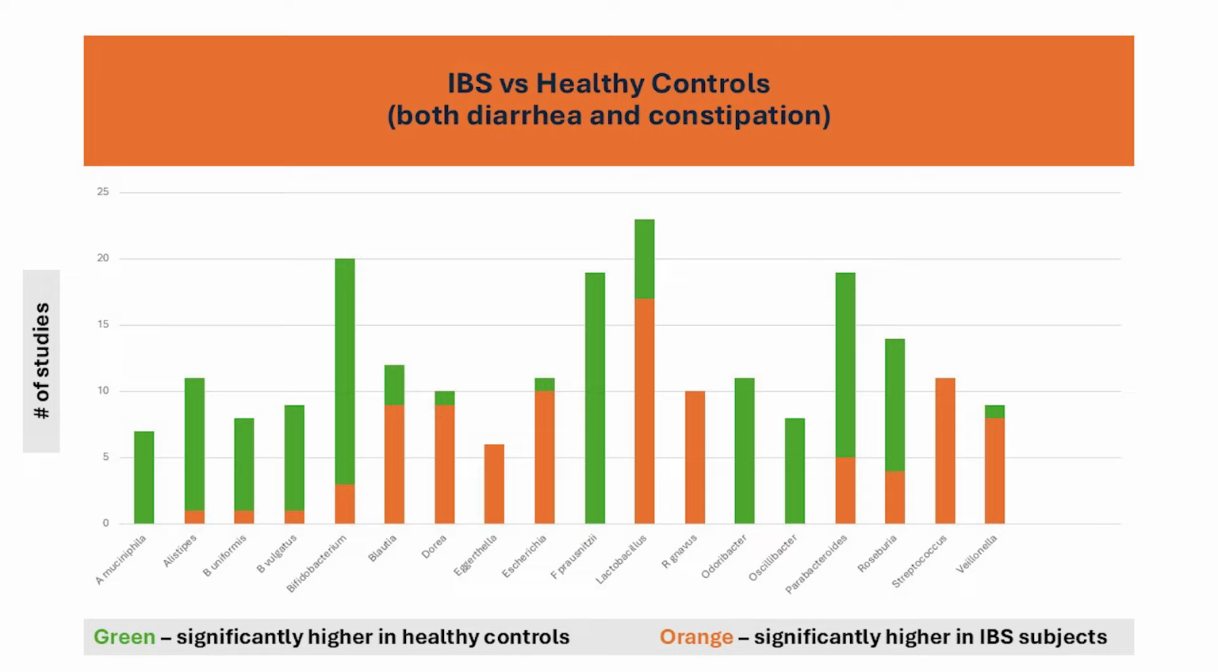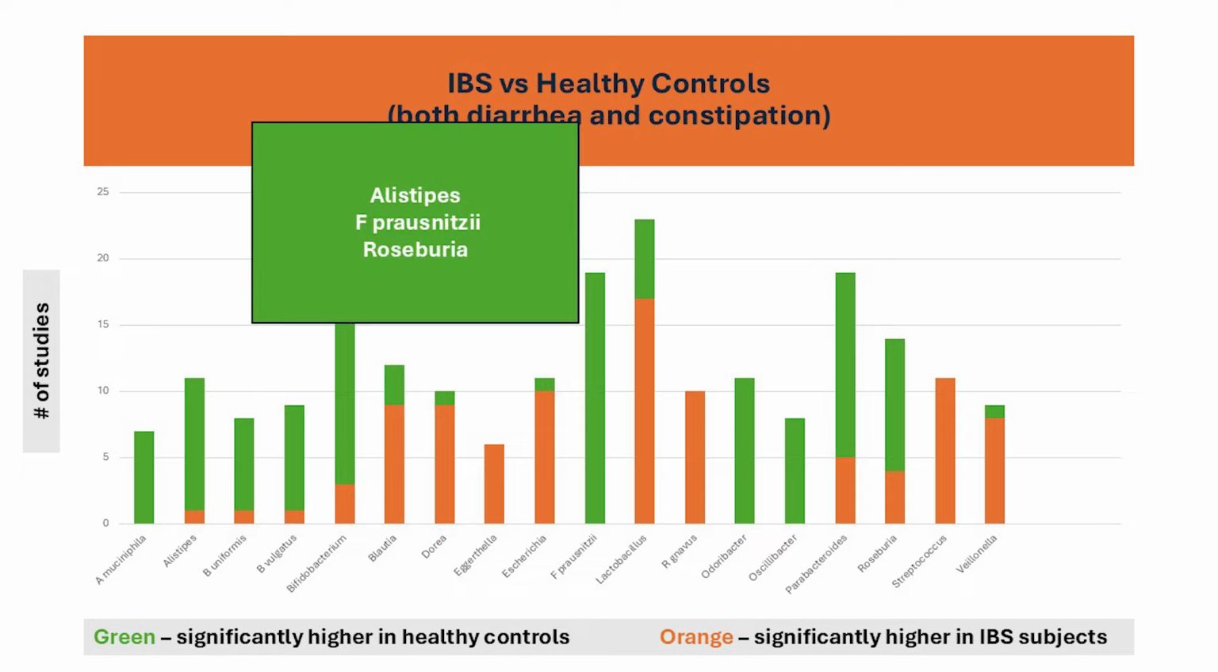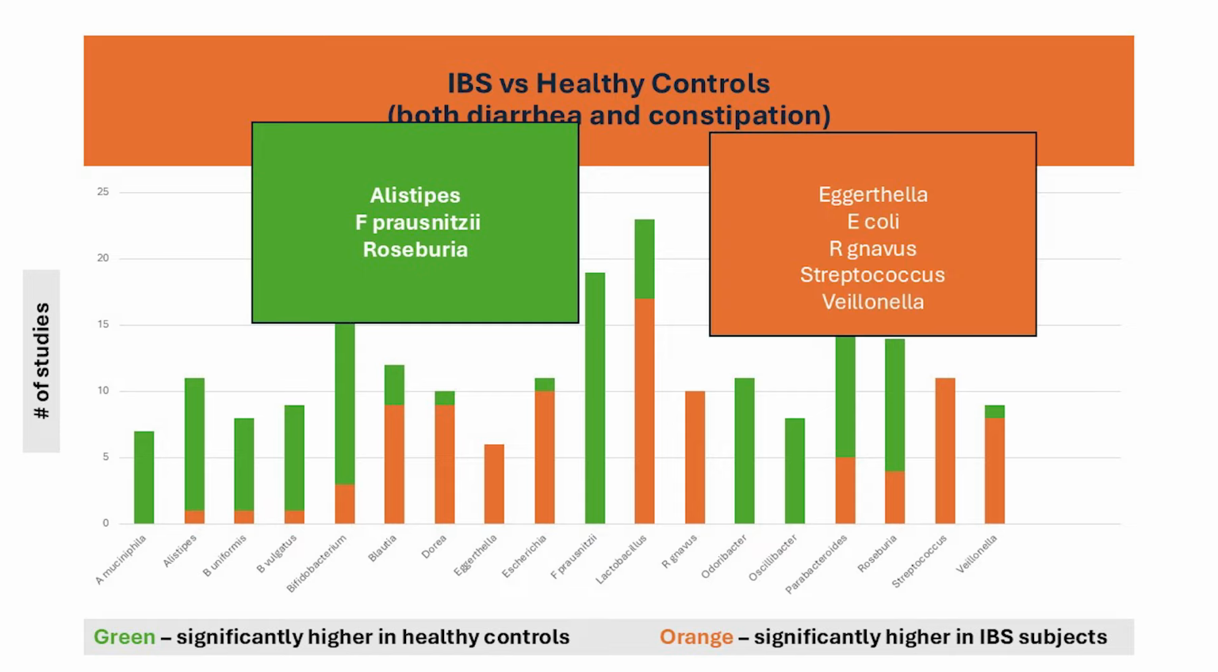And again, we see key health promoters such as Alistipes, F. prausnitzii, and Roseburia, among others, significantly reduced in the IBS microbiome, while the classic opportunistic pathogens, Eggerthella, E. coli, R. gnavus, Streptococcus, and Veillonella, are significantly increased. Again, here is your Lactobacillus.